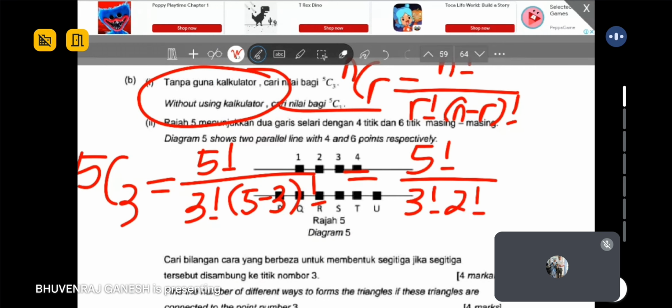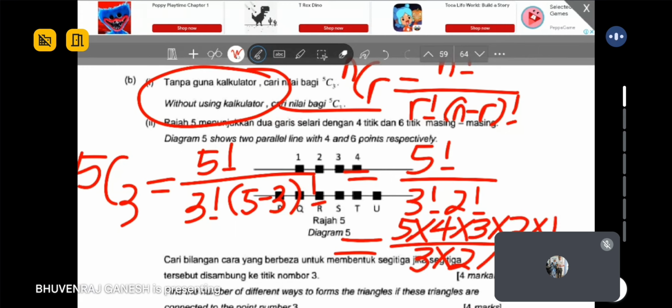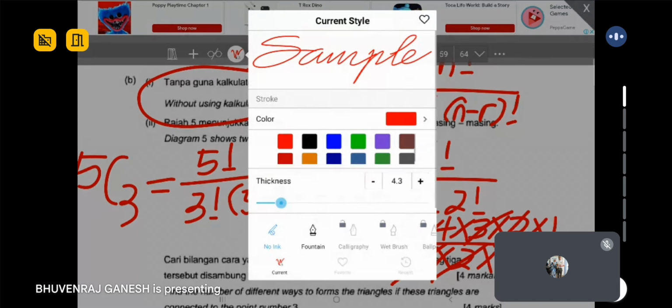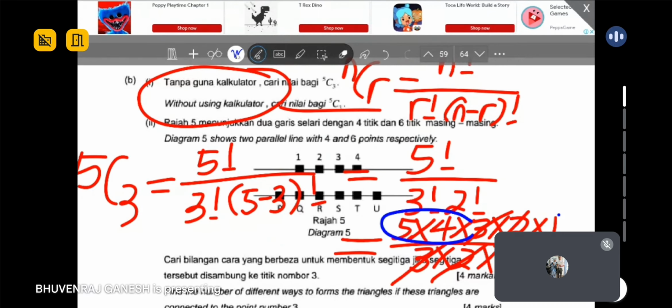Okay, now guys, apa kamu nak buat? What should you do now? Okay, you need to expand lah. So factorial maksudnya 5 times 4 times 3 times 2 times 1. And then bottom 3 times 2 times 2. So now you can cut lah. Potong atas bawah. Okay, so now you left with 5 times 4 times 1 over 2.